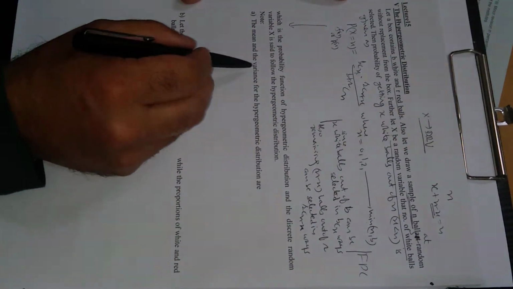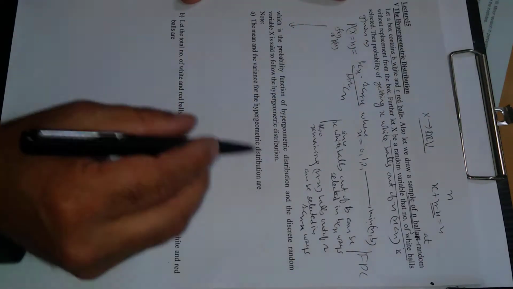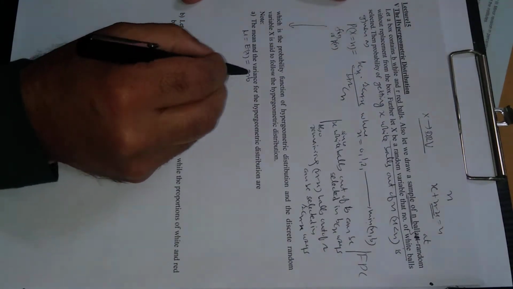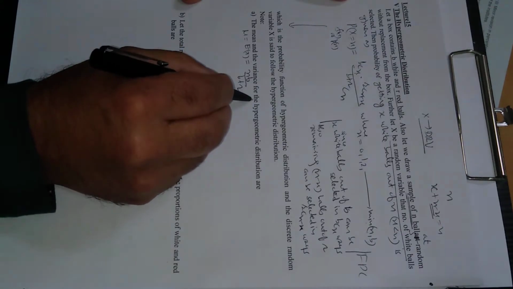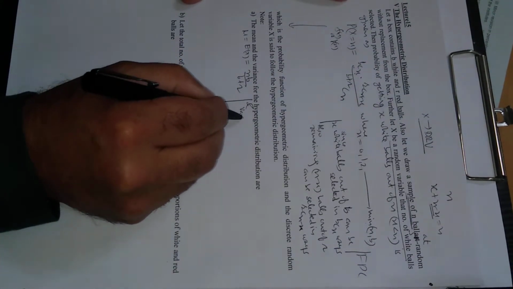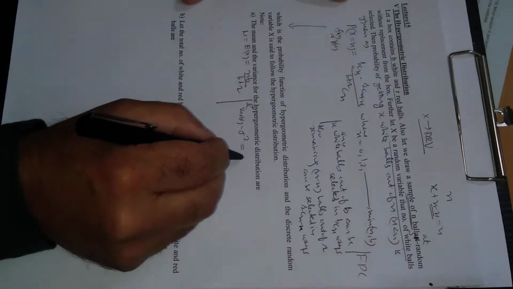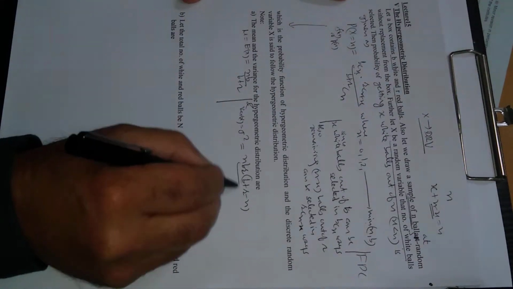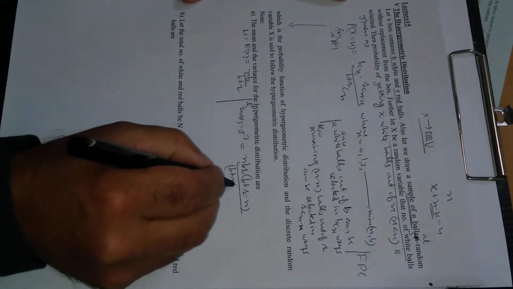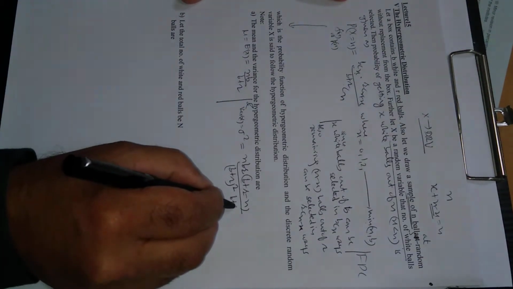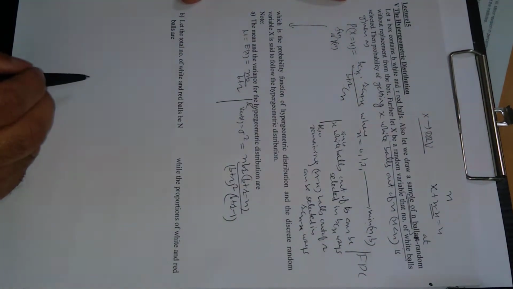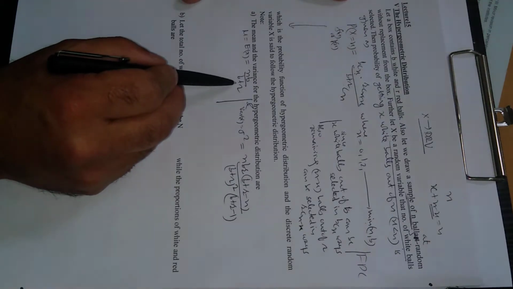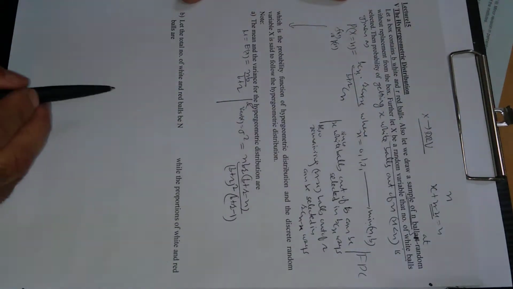Note, the mean and variance for the hypergeometric distribution are: this is the mean or expectation E of X, which is equal to nb upon b plus r. This is the mean, and the variance of X, also denoted by sigma square, is equal to nbr (b plus r minus n) divided by (b plus r) whole square into (b plus r minus 1). Must remember these two general formulas, there is no proof. So n is the total number of balls to be drawn, b the number of white balls, r the number of red balls. Rest is clear.